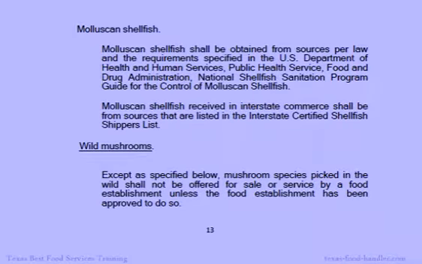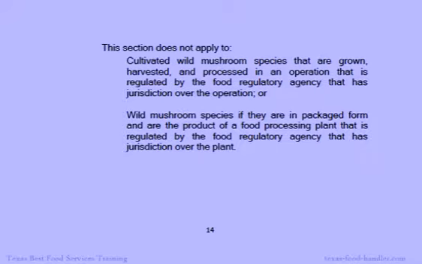Except as specified below, mushroom species picked in the wild shall not be offered for sale or service by a food establishment unless the food establishment has been approved to do so. This section does not apply to cultivated wild mushroom species that are grown, harvested, and processed in an operation that is regulated by the food regulatory agency that has jurisdiction over the operation, or wild mushroom species if they are in packaged form and are the product of a food processing plant that is regulated by the food regulatory agency that has jurisdiction over the plant.